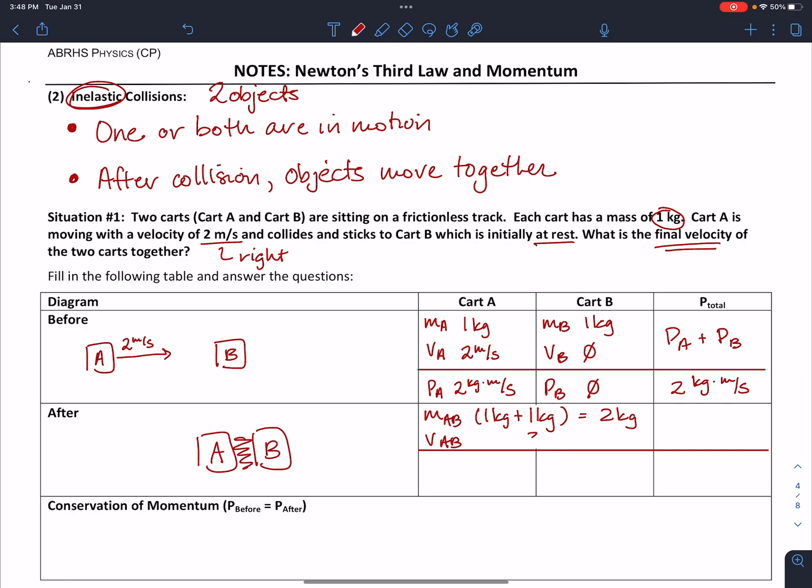And then our velocity value is our unknown. The total momentum here is just the momentum of this single object. So it's going to be equal to 2 kilograms times the velocity of that object. Now due to conservation of momentum, these two numbers, the before and the after, must equal each other.